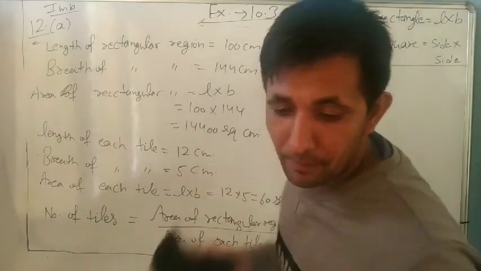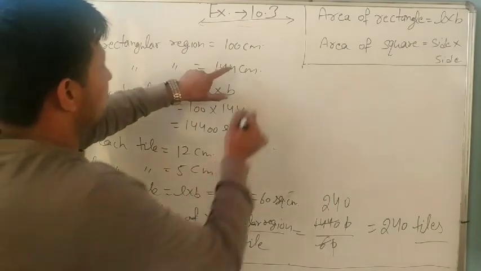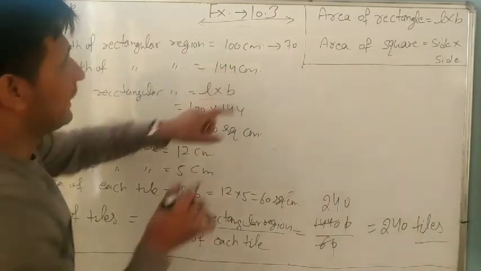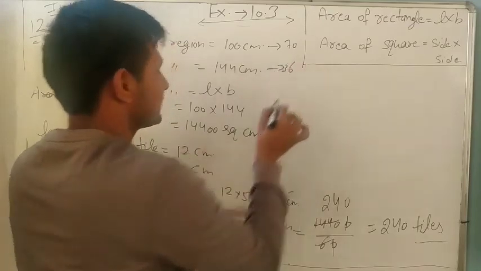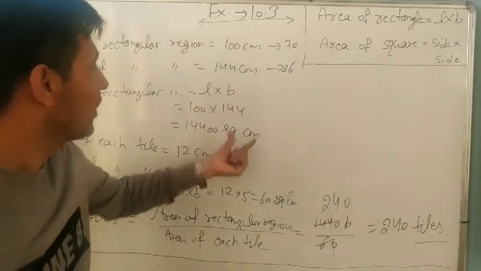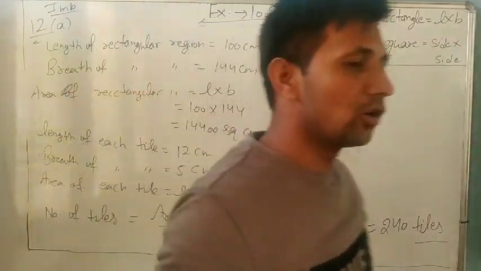In the B part, in place of 100, 70 is given, and in place of 144, 36 is given. Same as it is. So we will find 70 into 36. In the next step, whatever we get, we divide by 6. So the B part you will do yourself.